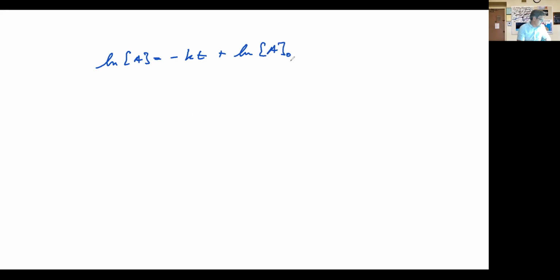Let's go ahead and plug in the values here. Let me write this down. K was negative 6.93 times 10 to the minus 3 inverse seconds. The time that they want us to examine is 150 seconds. A initial is the concentration of A at 0 seconds, and that's 0.100 molar, right? Let's go ahead and solve for A here.